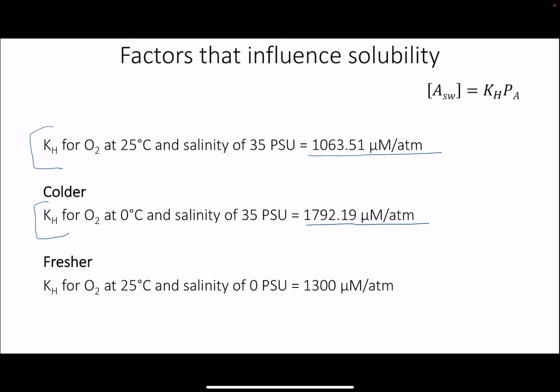and 35 PSU. And then if we take the salts out and we make it fresher, so now this is comparing to the first one. So 25 degrees C versus 25 degrees C. But now instead of a salinity of 35, we have a salinity of 0. You can see that the solubility is higher. So 1300 is greater than 1063.